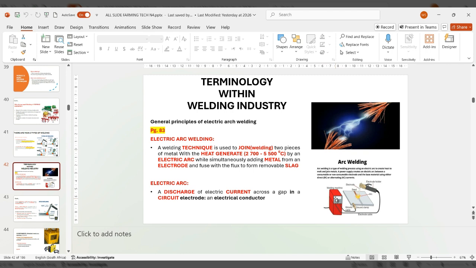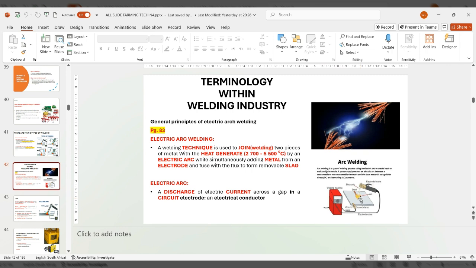And then this current will move from this machine via this wire or conductor, via your what? Via your electrode, or your welding rod. All right. And then the electrons will try to skip within that gap, trying to come back. So that's how your welding occurs.